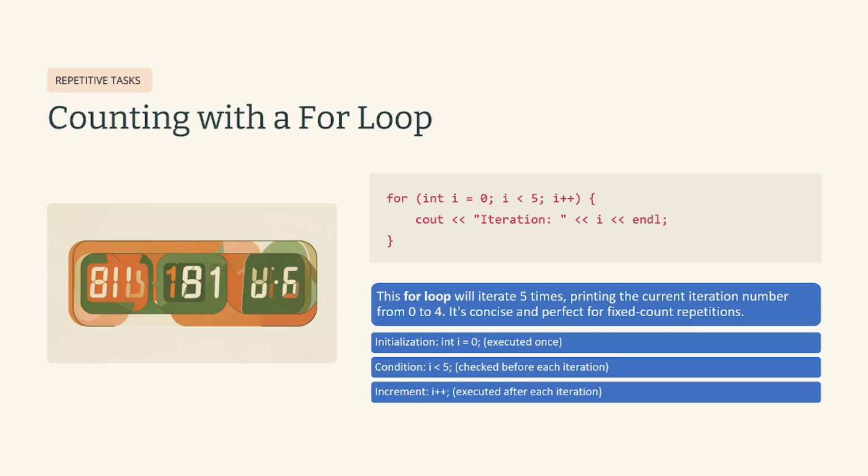And the output will come here. Obviously, here I have started from 0. So, iteration 0, iteration 1, iteration 2, iteration 3, iteration 4. When the value of i becomes 5, it will terminate.